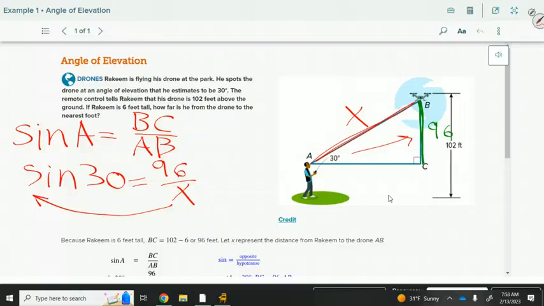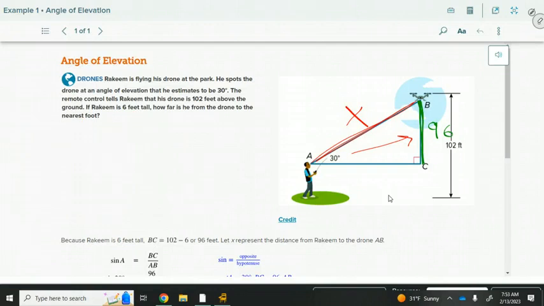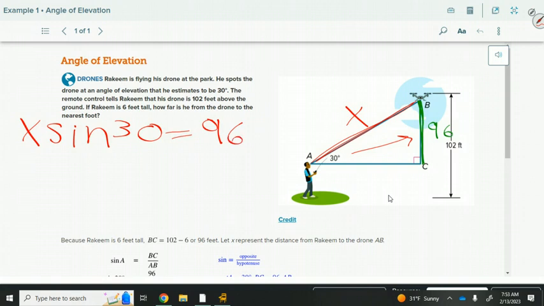I'm going to go ahead and erase this just so I have room again. Does everyone have this written down before I move on? Okay. Like I said, we're bringing that x over because we're dividing, so we have to do the opposite, which is multiplying. So again, we're bringing that x over. So it's going to be x times sine of 30 is going to equal 96.